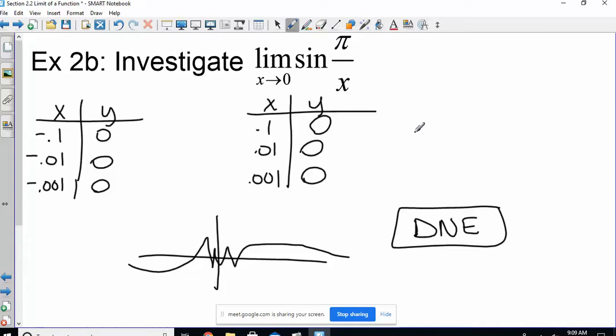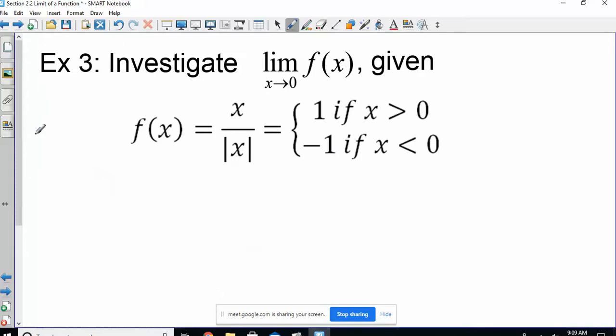Okay, number 3. We skipped that one yesterday too, right? Okay, I want to look at the limit as x approaches 0 of this. So we could do it by a table. Let's just graph it. I think you guys need some practice graphing piecewise functions, don't we? Seem a little rusty on those.